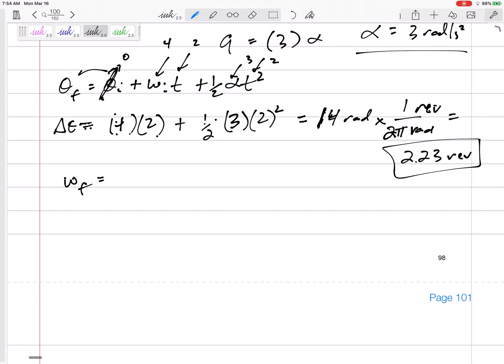Omega final equals omega initial plus alpha t. Omega final is what I'm looking for. It started with an initial angular velocity of 4 and has a constant acceleration of 3 after 2 seconds. So 10 radians per second. Look, not squared. 10 radians per second would be the angular velocity of the pulley after 2 seconds.